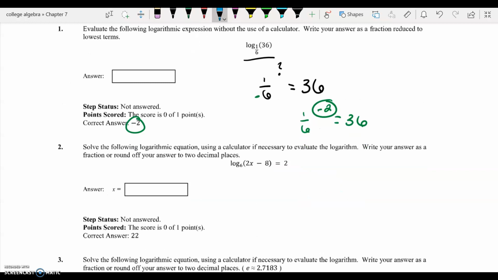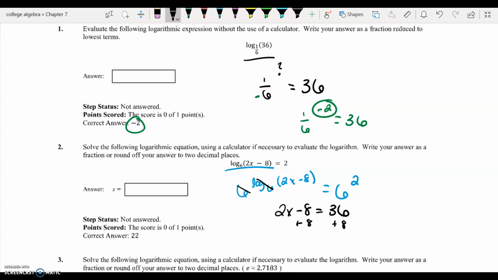This is what we just did. I want to get rid of the log, so I got to say 6 to the log base 6 of 2x minus 8 equals 6 squared. Your log and bases cancel. So I get 2x minus 8 equals 36. I would add 8. Get 2x equals 44. Divide by 2. X equals 22. Again, that's the correct answer over here.